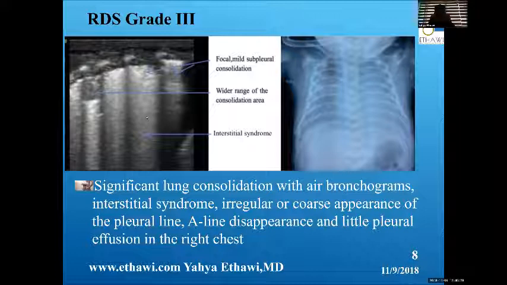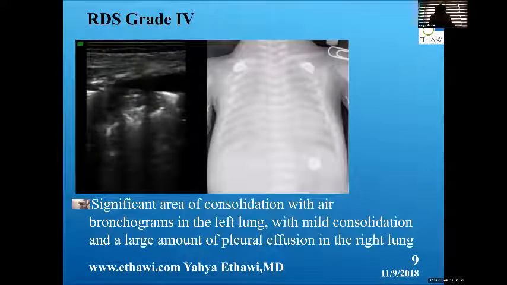When it becomes type 4, there is significant consolidation. As we can see, the air bronchogram has gone down. They become more coarse and more frequent, with increased areas of consolidation that interfere with the appearance of the B-lines, with the presence of some pleural effusion.